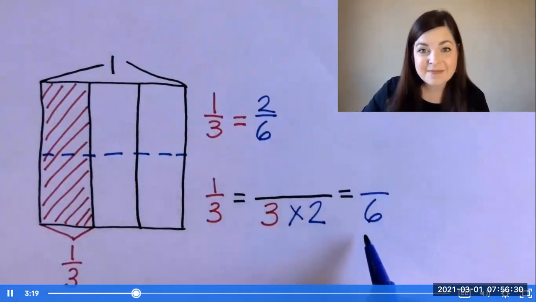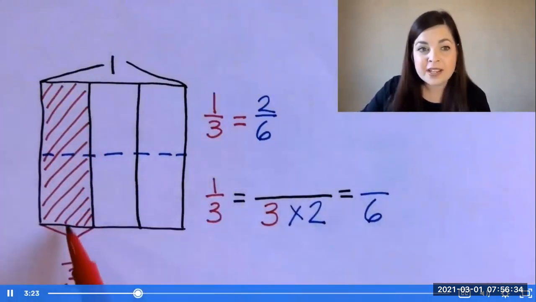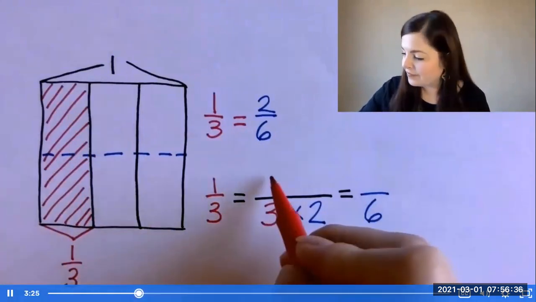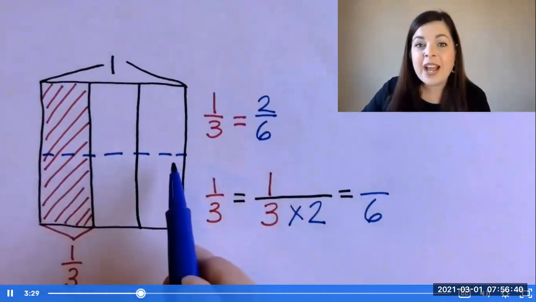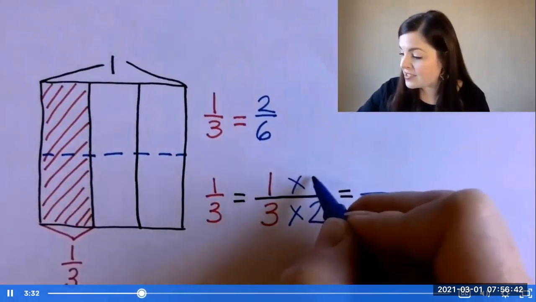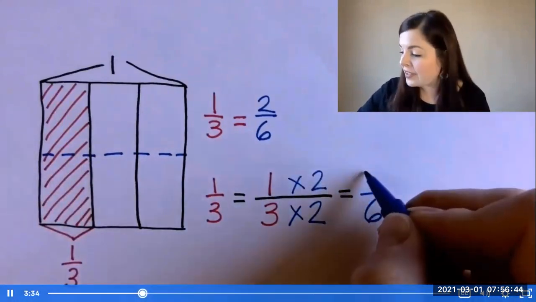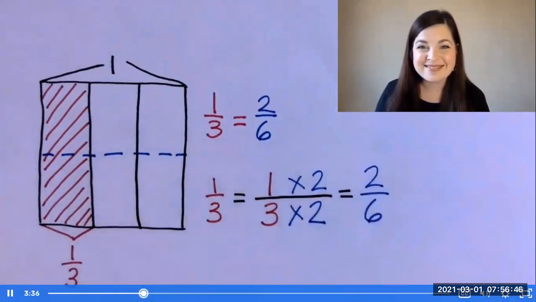We made sixths. In the beginning, we had 1 unit selected. When we drew that horizontal line, we got 2 times as many units selected. Now we have 2 units selected. So now we've shown with multiplication that 1/3 equals 2/6.